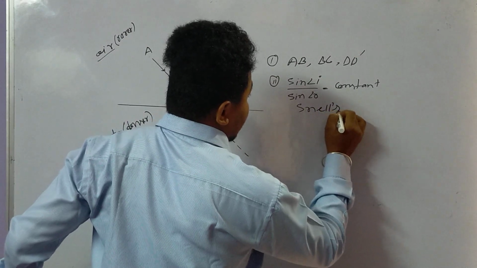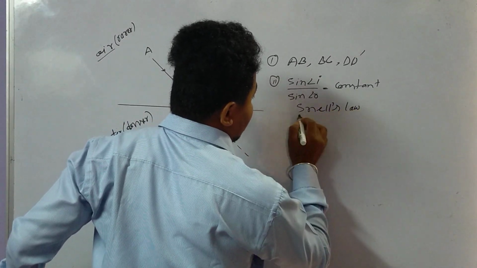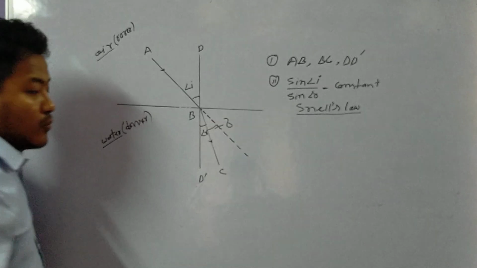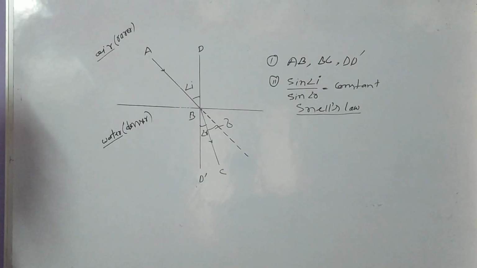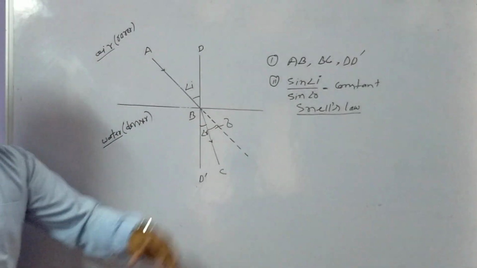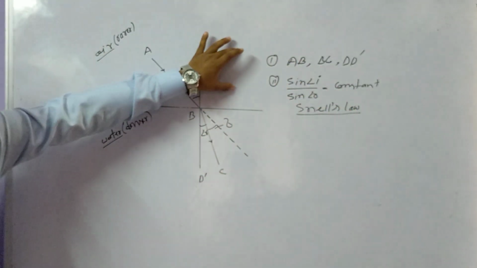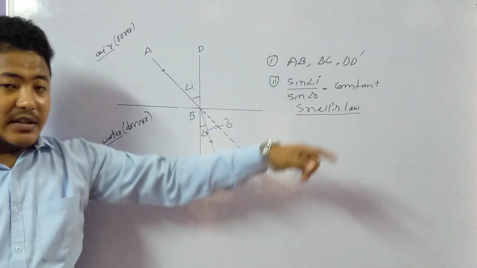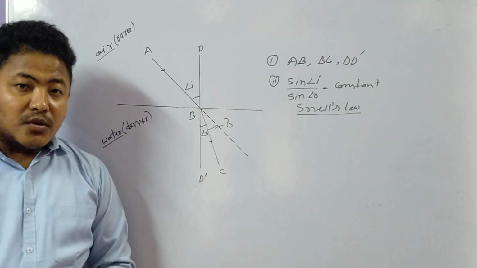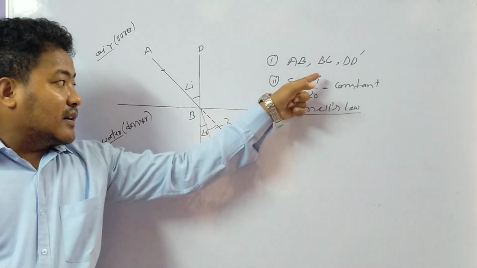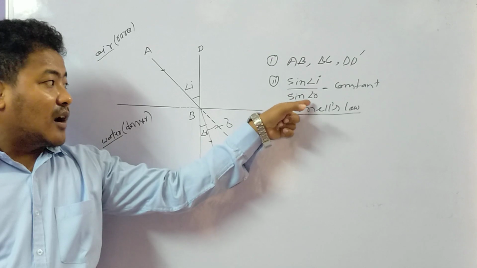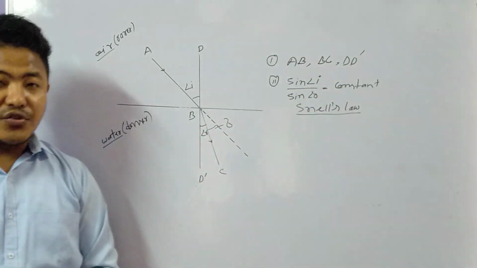This is also known as Snell's law. We will explain Snell's law after this. These are the two laws of refraction, and this is also known as Snell's law. So what is Snell's law? The ratio of sine of angle I and sine of angle R is always constant.